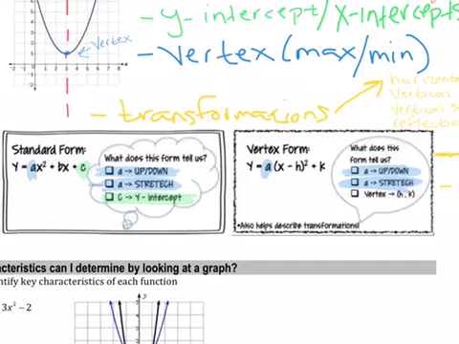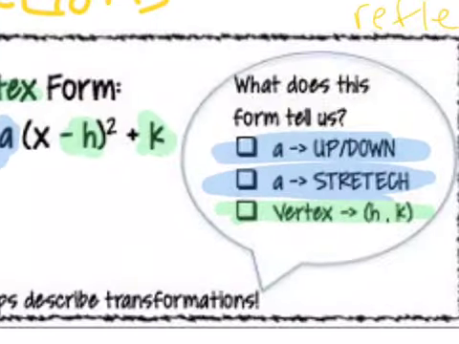Actually, I'm going to make that a different color. Hence the name, right? Vertex form. The vertex is going to be given to us by this H value and K, in that order. HK is going to be your vertex, like it says right there.